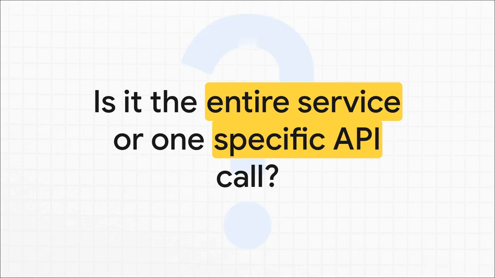Okay, but we're not done yet. We've found the problem area, but how deep does it go? Is the entire service on fire, or is it something way more specific? You know, if it's just one API endpoint, our fix can be a lot more targeted. We need to zoom in.